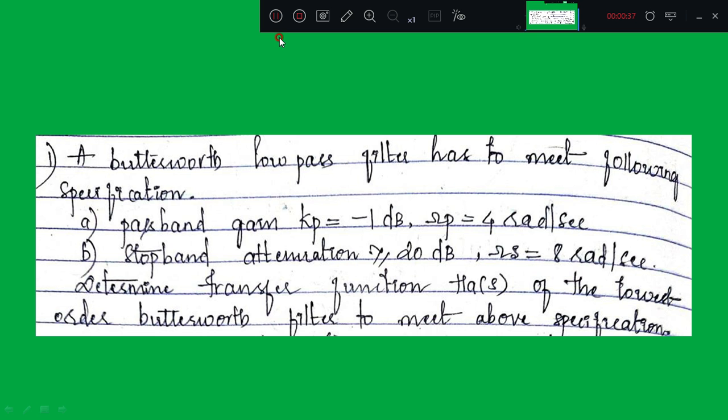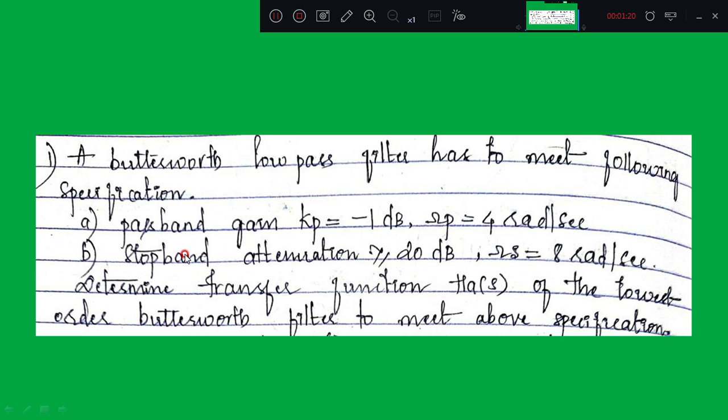Through these examples we will understand how to design the Butterworth analog low pass filter with given specifications. So here we have the problem statement. A Butterworth low pass filter has to meet the following specification. The passband gain Kp is equal to minus 1 dB, and the passband edge frequency omega p is given as 4 radian per second.